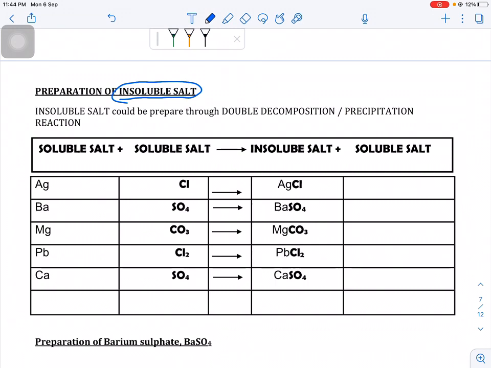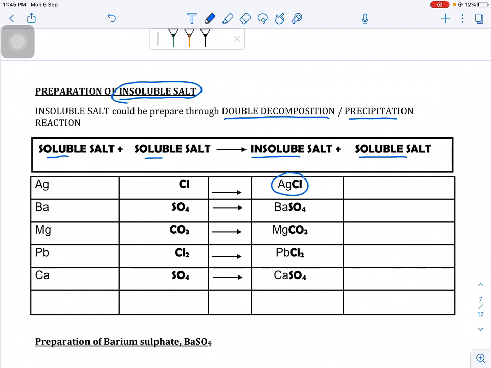Insoluble salt can be prepared through double decomposition reaction or precipitation reaction. In this double decomposition, what we need is two soluble salts combined together, and we are supposed to produce only one insoluble salt and another one soluble salt. Okay, let's say the first example, my insoluble salt is silver chloride. As soon as I know that silver chloride is an insoluble salt, I'm going to suggest the preparation using the double decomposition or precipitation reaction.